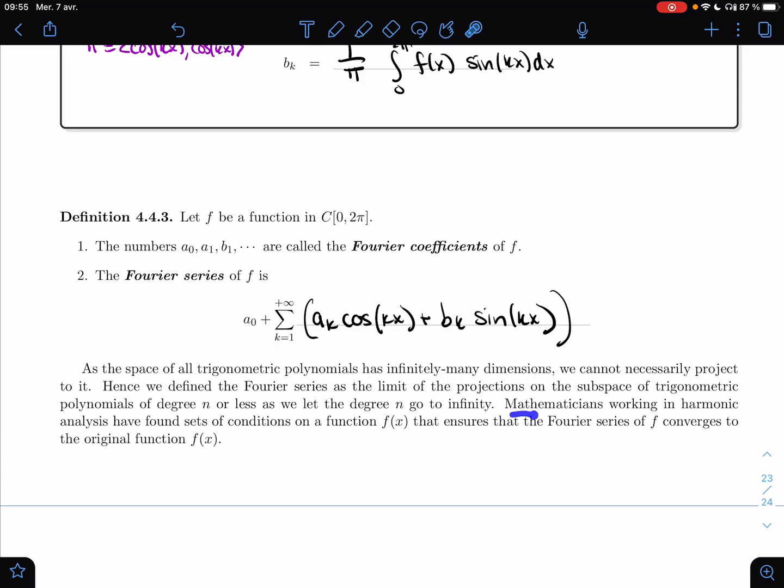So let me say, mathematicians working in harmonic analysis have found sets of conditions on a function f of x, including the fact that it's periodic, that ensure that this Fourier series actually gives you the original function. All right, and that's super helpful in different sections of math and even in music. It's very helpful because these functions have nice behavior in differential equations.